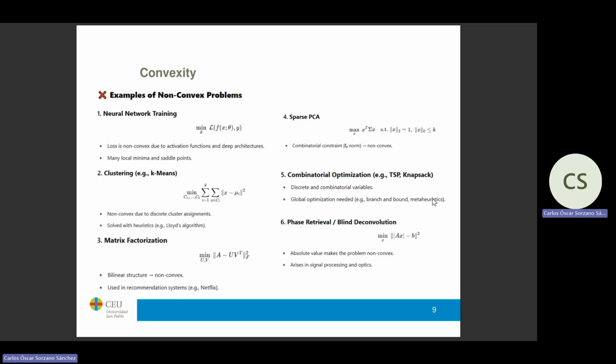And here you have also very important problems that are non-convex. So training a neural network is non-convex, and the non-convexity comes mostly through the activation functions. So the activation functions make the problem non-convex. And that means that it will have many local minima and many saddle points. And k-means that you also know. K-means is also a non-convex problem. And the non-convexity comes from the assignment of every point to the centroid.